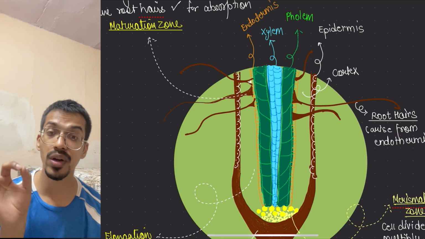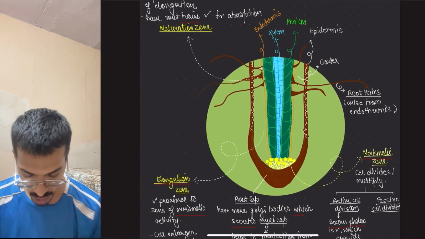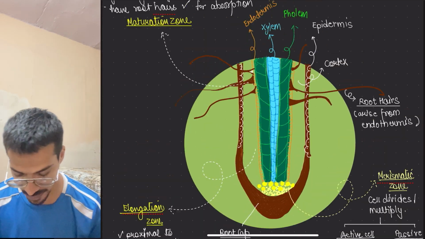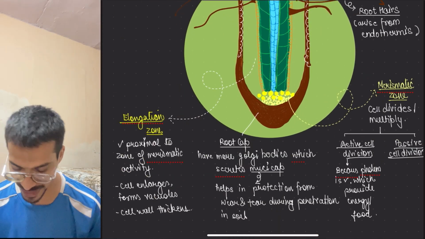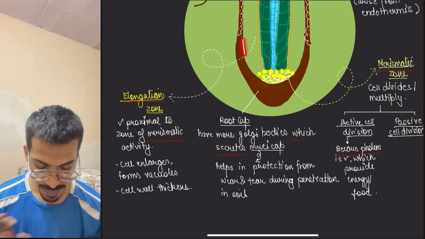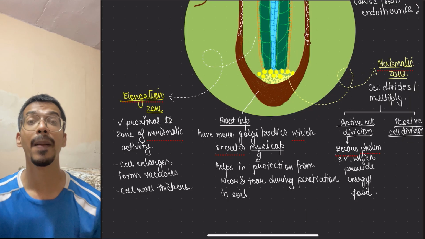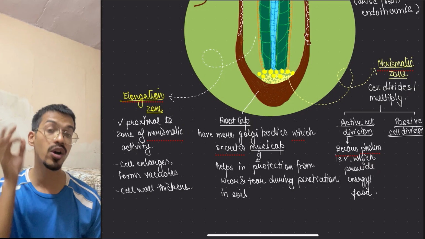Now let's see what are the parts or the zones of roots. So it has a total of 3 zones. Number 1 is the meristematic zone. Then we have the elongation zone and the maturation zone. See over here, beta, this part is known as the zone of meristematic activity. M for meristematic, M for multiply.